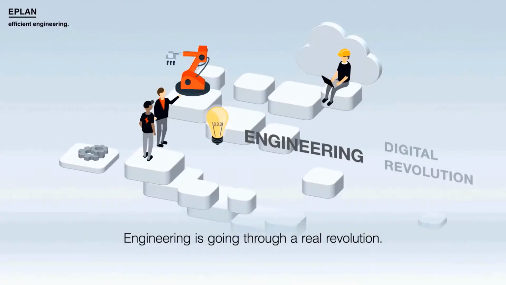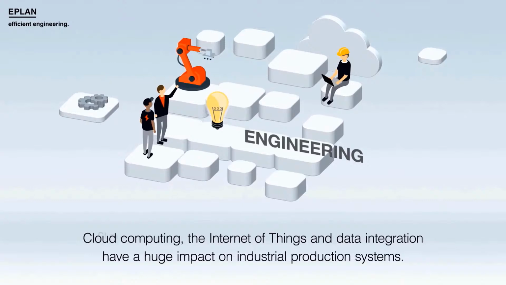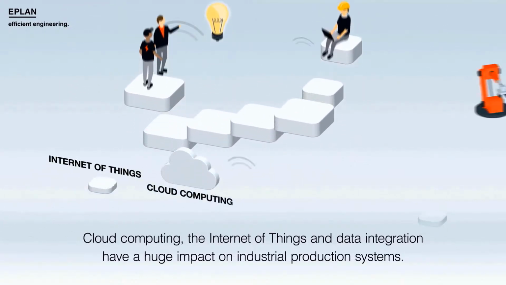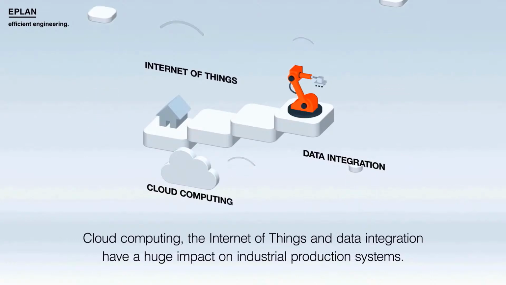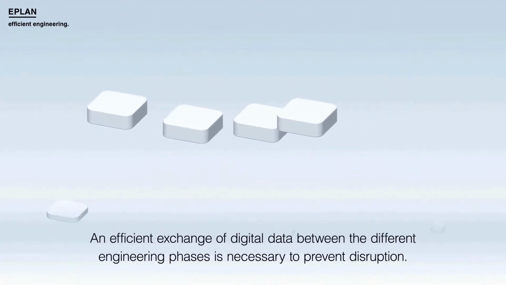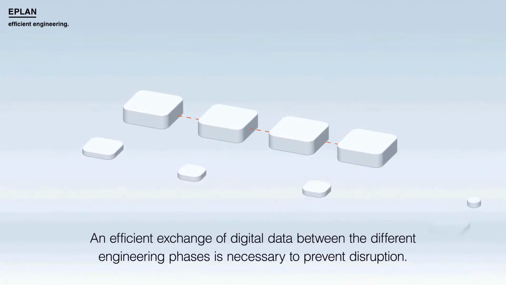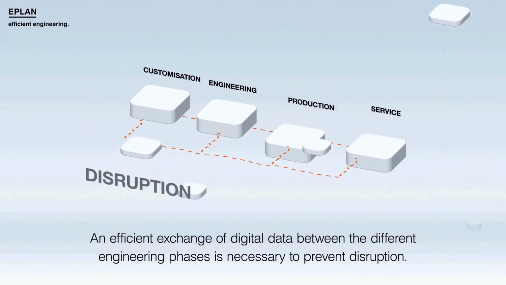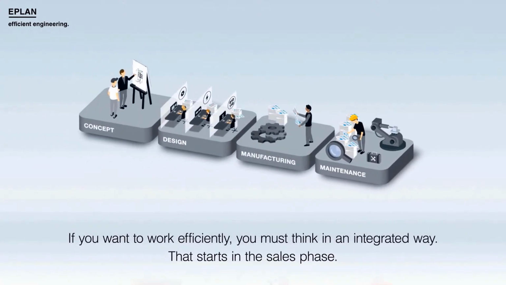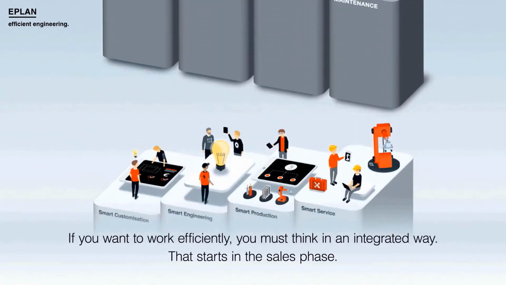Engineering is going through a real revolution. Cloud computing, the Internet of Things, and data integration have a huge impact on industrial production systems. An efficient exchange of digital data between the different engineering phases is necessary to prevent disruption. If you want to work efficiently, you must think in an integrated way.